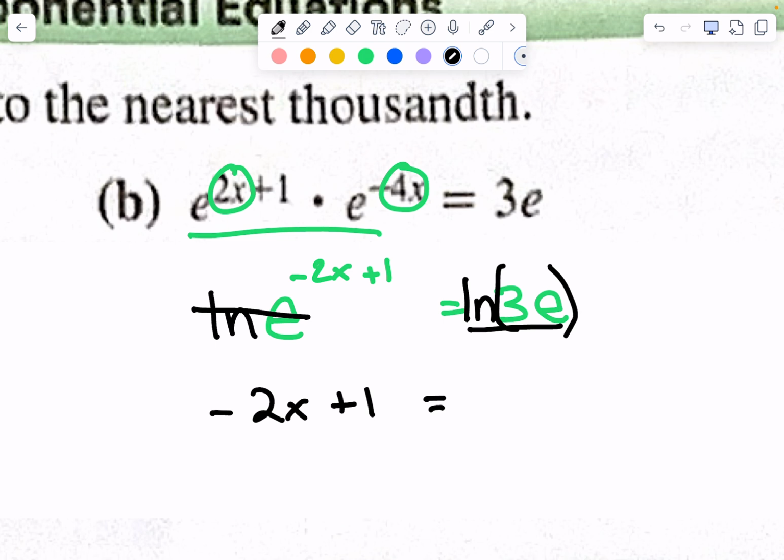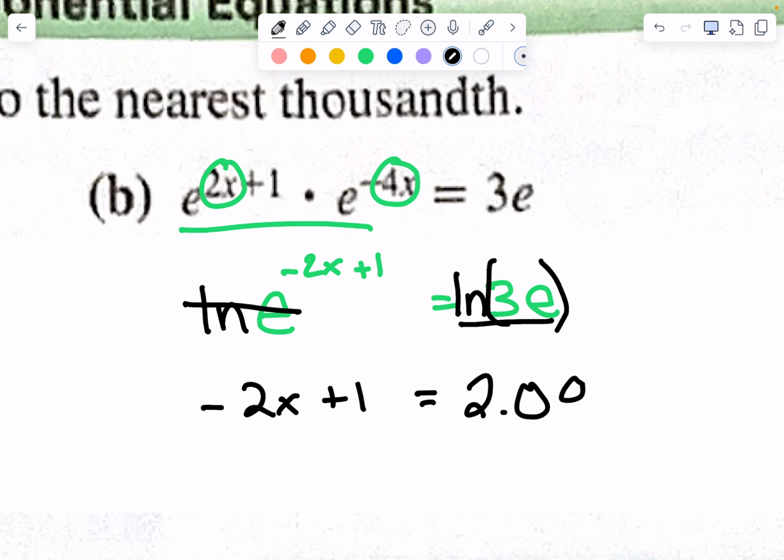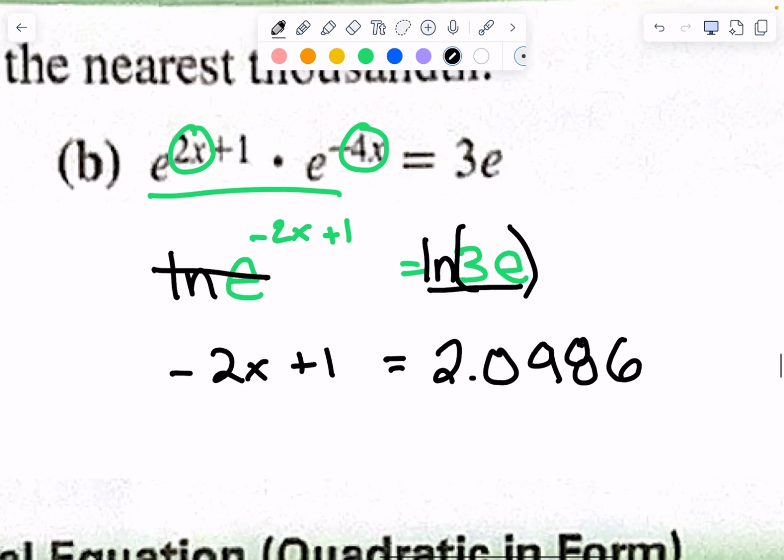Okay. You don't want ln of 1. You want ln of, where's your e button? Yeah, you got to put an exponent in there. So it'd just be like ln of 3e to the first power. I think I put the 2.0986. Is that right? 2.0986. Okay. And then what?